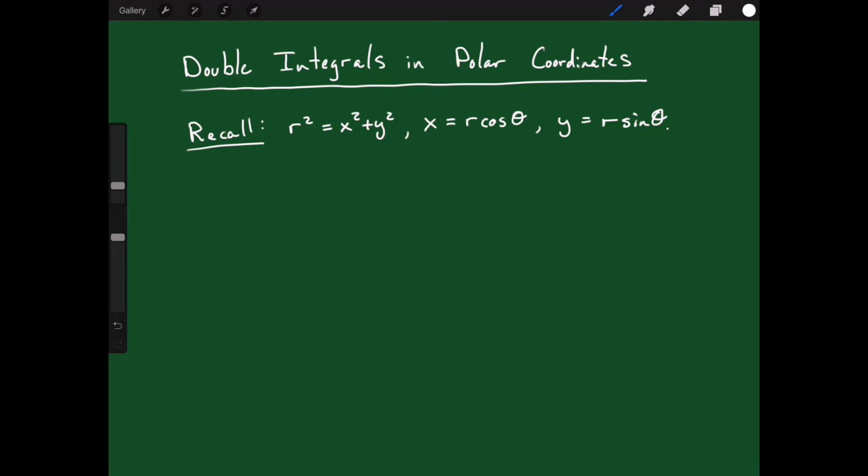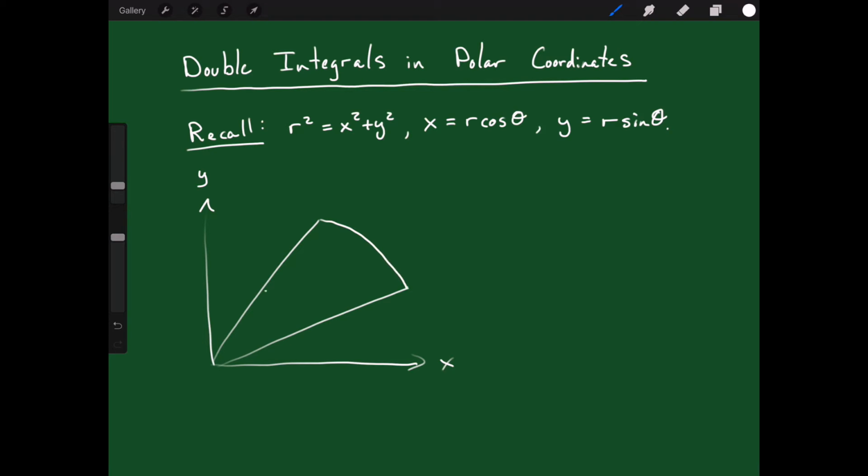So let's think about this for a second. I'm just going to draw a very typical polar region. Let's think about a polar rectangle. I'll draw it like this. Let's say this is the region that I'm talking about. I'll call this the region R that we're interested in, and this is what we would call a polar rectangle.